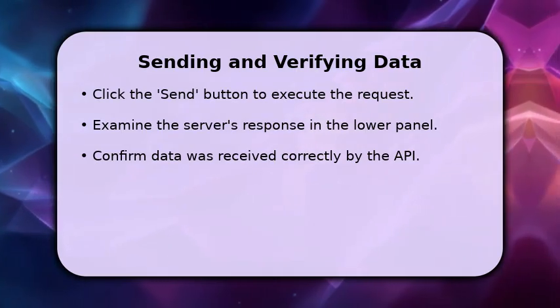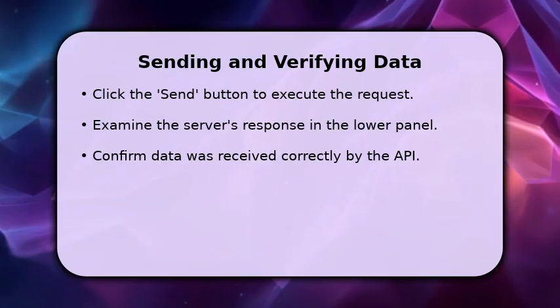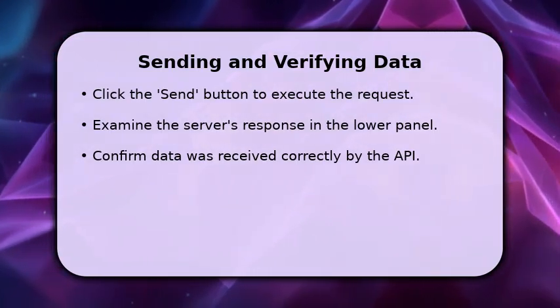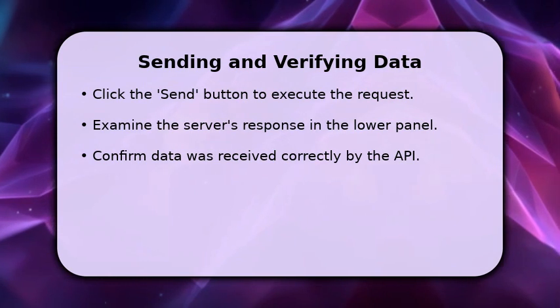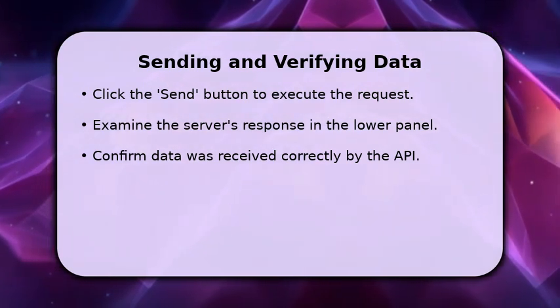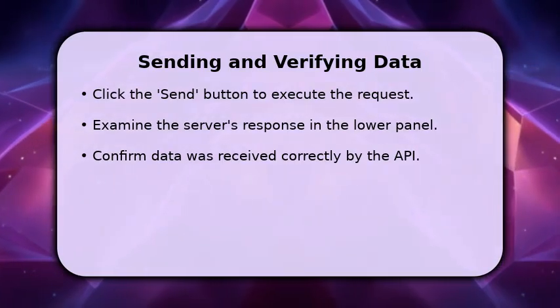Postman will then send your request to the specified endpoint. After the request completes, the server's response will appear in the lower panel of Postman. Carefully review this response to ensure your data was received and processed as expected by the API. Look for status codes like 200 OK, indicating success.